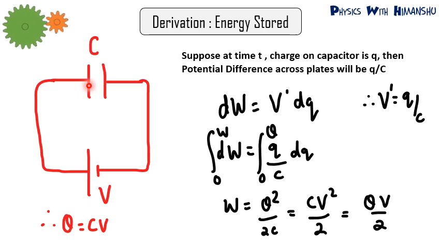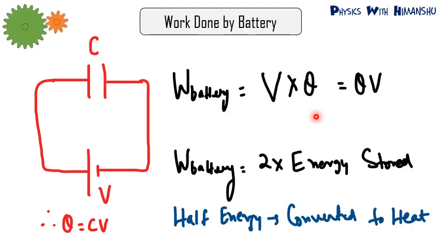So if a capacitor has charge Q and capacitance C, then the energy stored in it will be Q square by 2C. Now what is the work done by the battery? Because energy to the capacitor is being supplied by the battery. Now see, if the capacitor is being charged by a battery, then definitely a current is flowing in this wire. So definitely there must be some heat. So what is the formula of that heat?